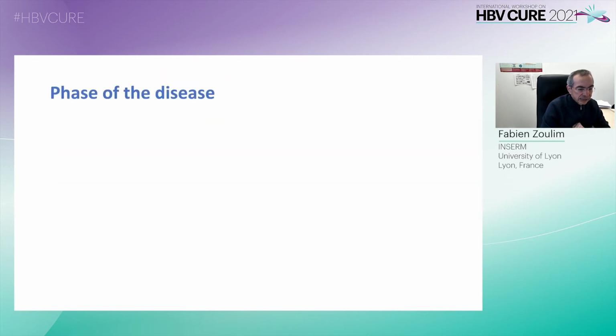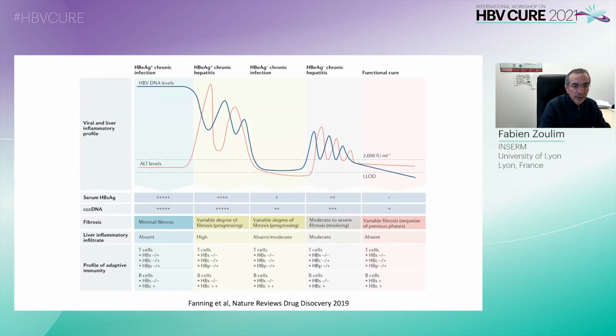Now, the phase of the disease. The phase of the disease is a reflection of the interplay between viral replication and immune responses. This has been nicely summarized in a recent review. And again, I will not go through all the details, but clearly you all know this HBe positive chronic infection, the so-called immune tolerant phase, where viral replication levels are extremely high. The adaptive immune responses are exhausted, but not as much as we thought before.